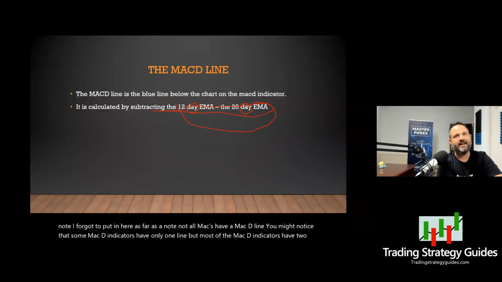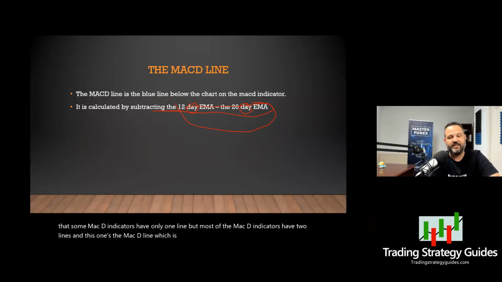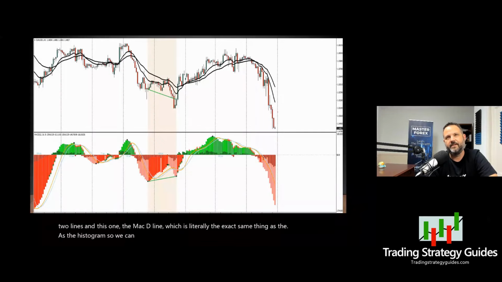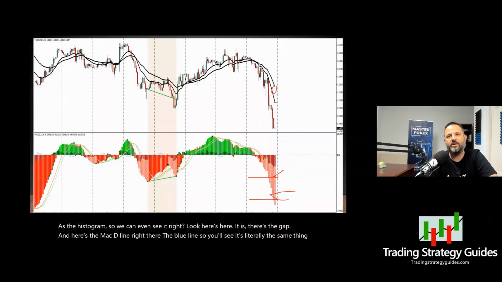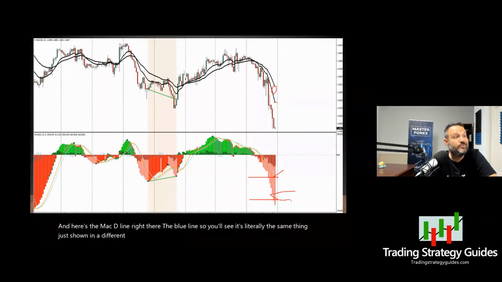And this one's the MACD line, which is literally the exact same thing as the histogram. So we can even see it, right? Look, here it is. There's the gap, and here's the MACD line right there, the blue line. So you'll see it's literally the same thing, just shown in a different way on the chart. It's duplicate data. It does serve a purpose, and I'm going to go over that in a minute, if you have two on your chart.